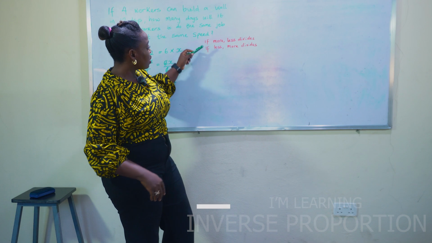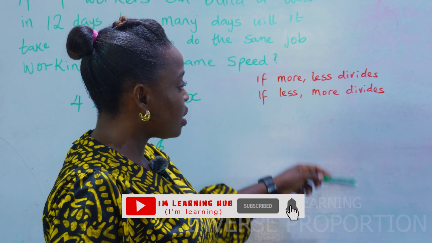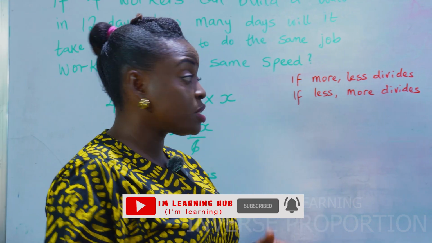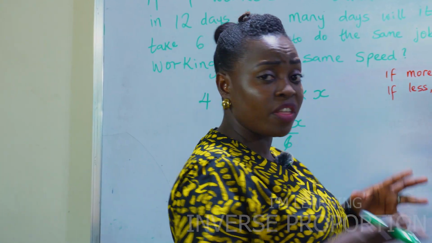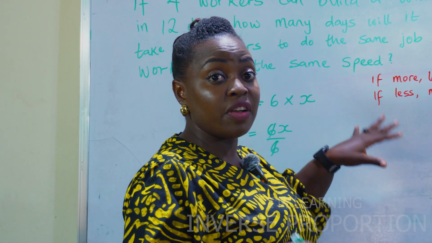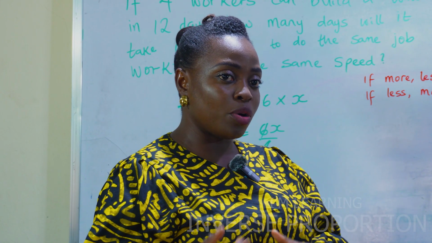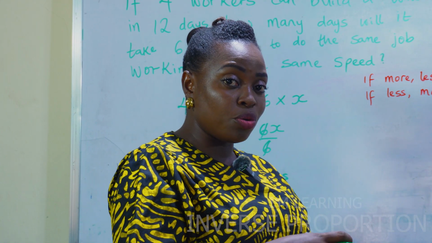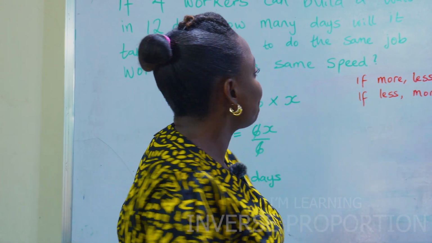Now let's read this together. If more, less divides. If less, more divides. What does this mean? This means that if the answer we're looking for is more than the one that we currently know, then the smaller number is going to divide the bigger number. But if the value that we are looking for is less than what we currently know, then the bigger number is going to divide the smaller number.